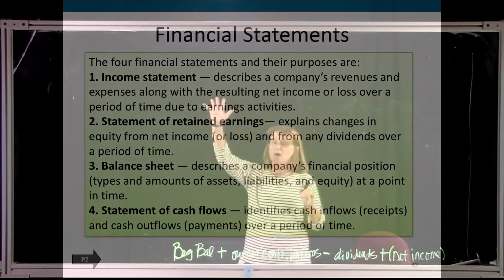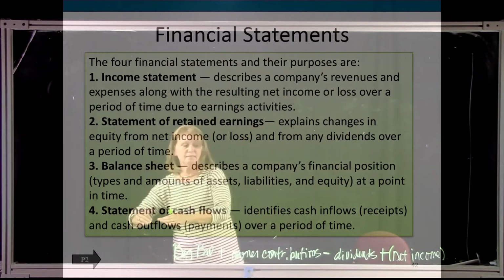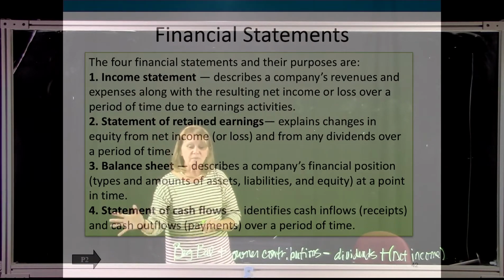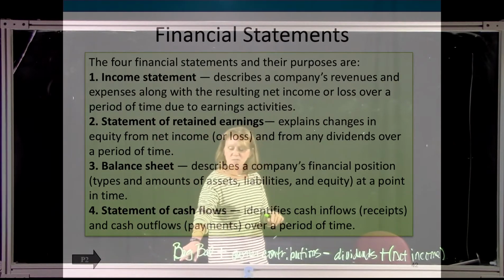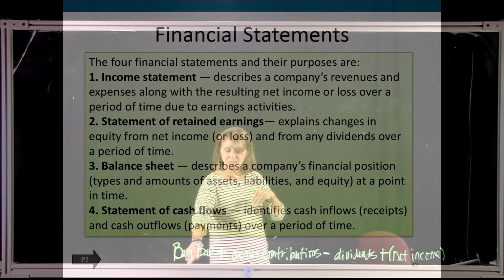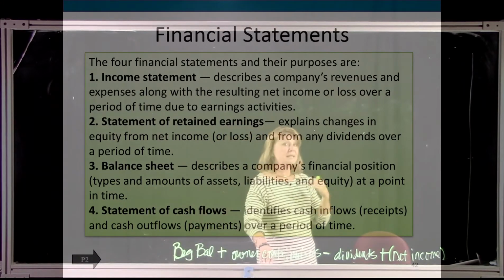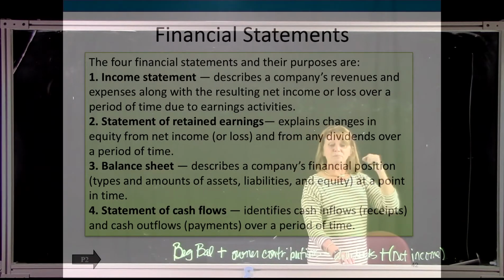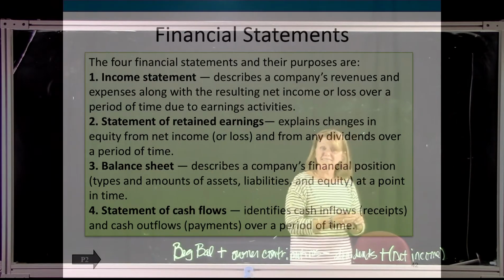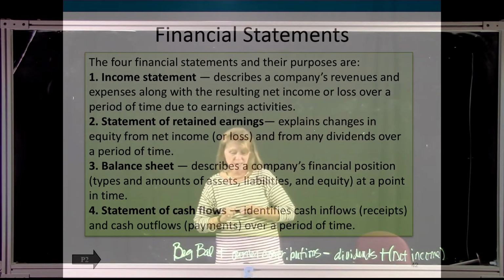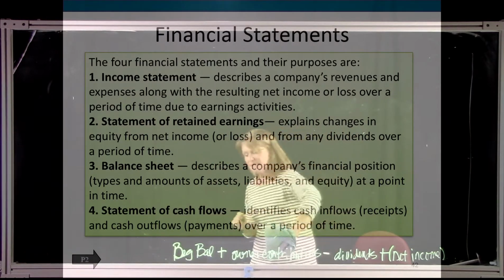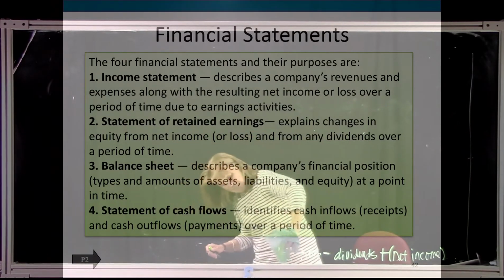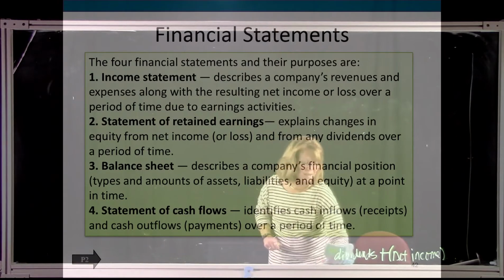So we do our income statement first. We get the net income, net loss. When we move over to our statement of retained earnings, we start with the beginning balance, which is last year's ending balance. We add any money the owners contributed to it. We subtract any dividends we have paid out to the owner, and then we add the net income that the organization had for the year. All right, that's simple enough. You can do that.